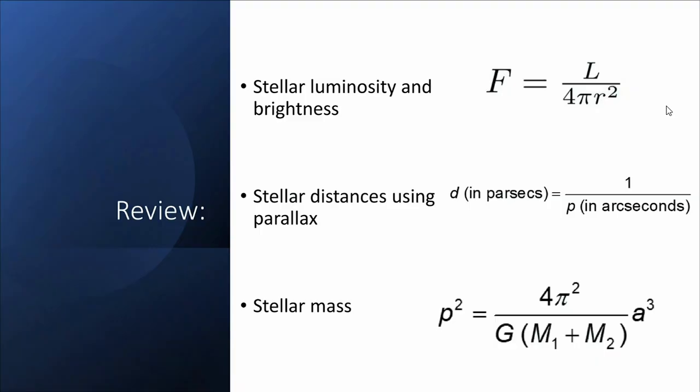And then if you have a star in a binary system, you can use Kepler's laws as modified by Newton to calculate the masses of the two stars in the system, if you can measure the period and the distance between the two stars. So those were the properties that we could measure, and now we're going to put all of those properties on this Hertzsprung-Russell diagram.